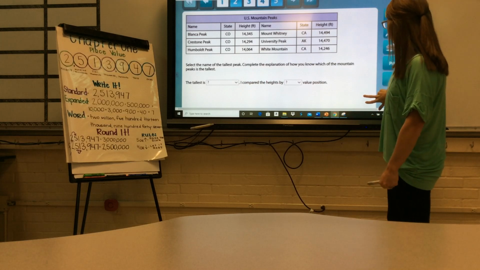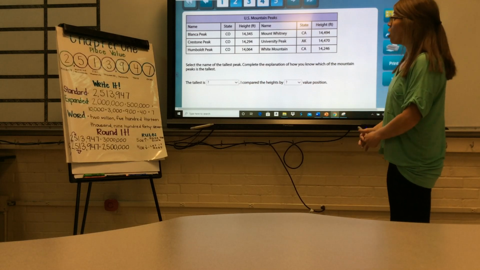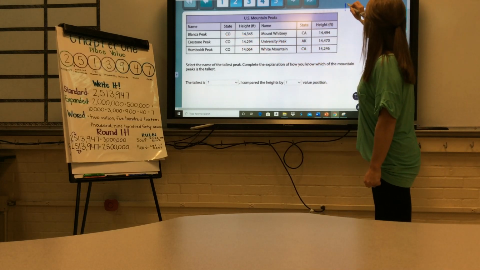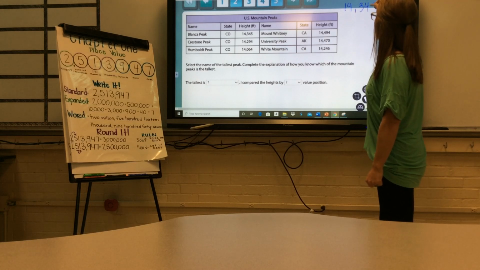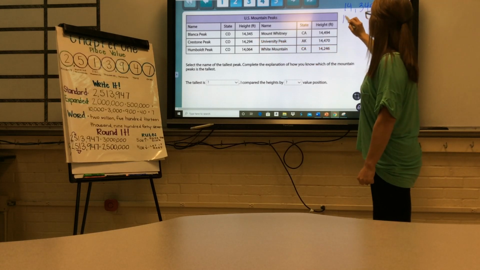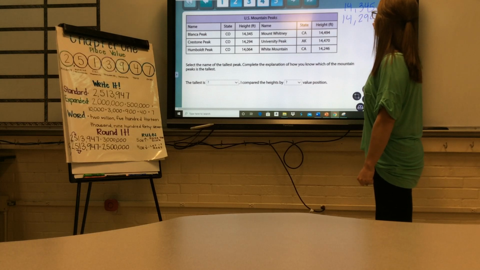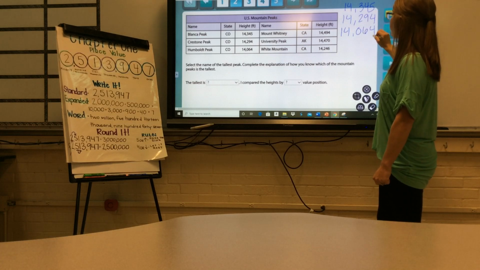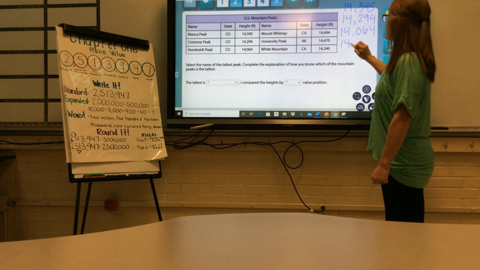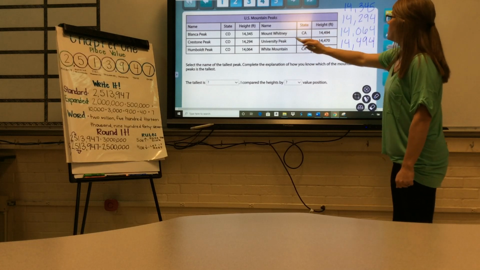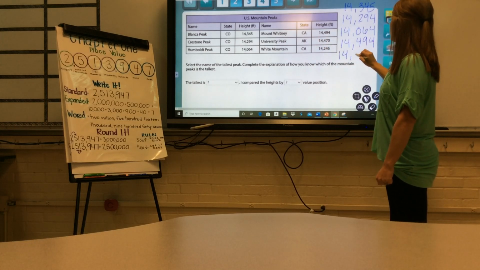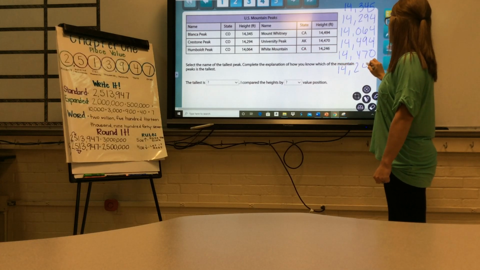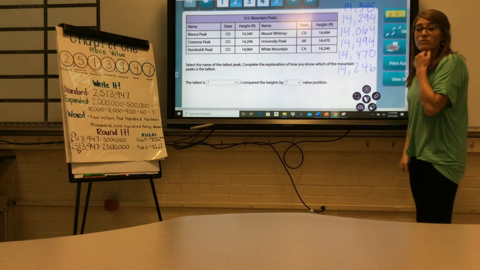What I'm going to do is stack all of those heights on top of each other. I'm going to start with Blanca Peak, 14,345. Crestone Peak, 14,294. Humboldt Peak, 14,064. Mount Whitney, 14,494. University Peak, 14,470. And White Mountain, 14,246.